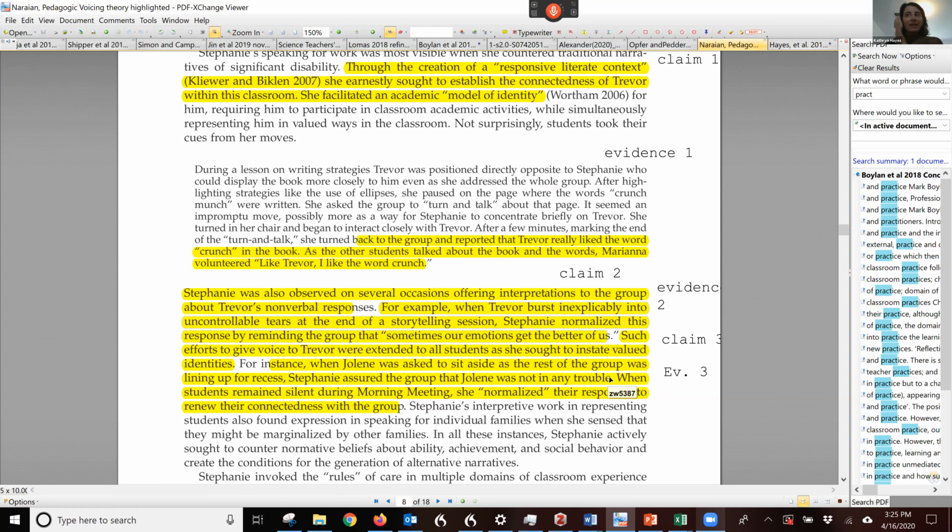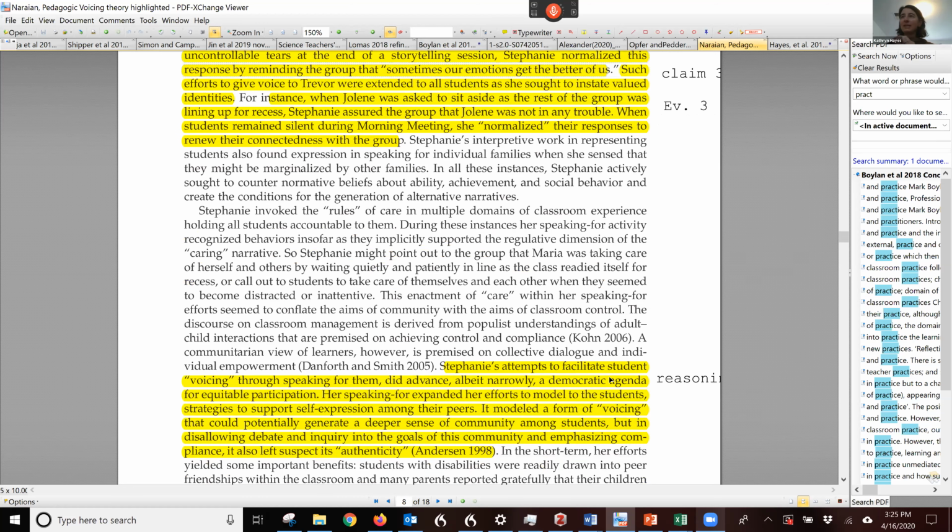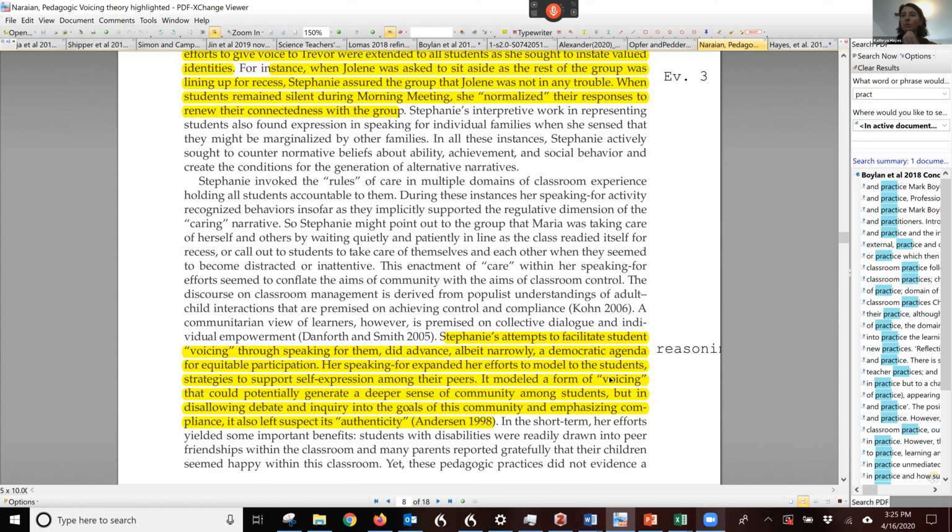Now, in Narian, she embeds the reasoning, the theory, into the findings. And she does it in the discussion as well, but it's much more in the findings than in the Hayes paper. So here is an example of the reasoning. Stephanie's attempt to facilitate student voicing through speaking for them did advance narrowly a democratic agenda for equitable participation. Her speaking for expanded her efforts to model to the students strategies to support self-expression among their peers. It modeled a form of voicing that could potentially generate a deeper sense of community, right?